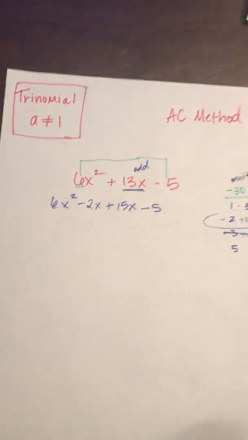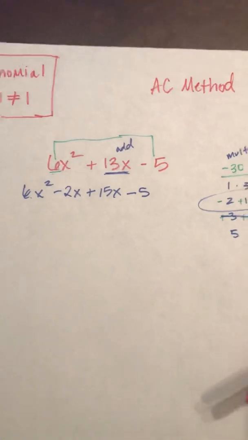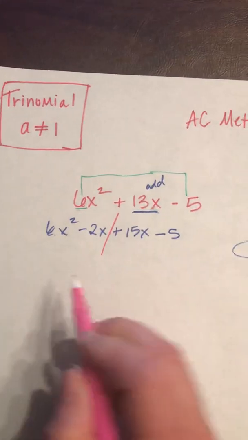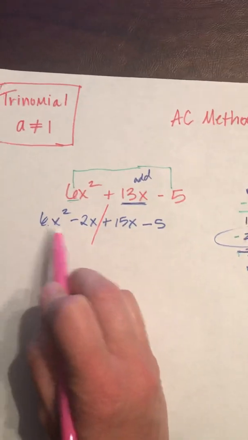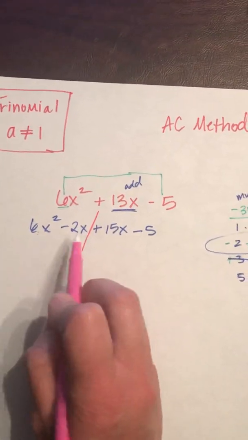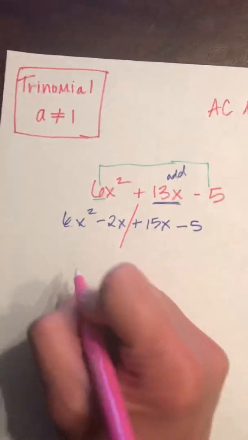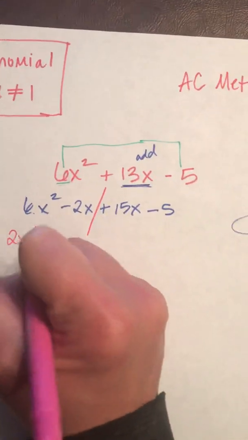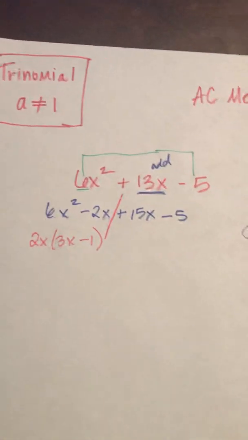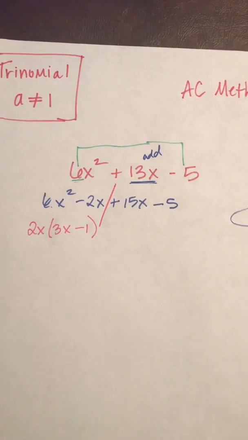All right, now we do something called factor by grouping. You might be familiar with this. You probably learned this in Algebra 1. Factor by grouping basically means there's 4 terms. I cut it in half like this just so I can see it. We factor out a GCF from the first 2 terms. So if we do that, I'm going to factor out a 2x. So I get 2x, and then I get 3x minus 1.